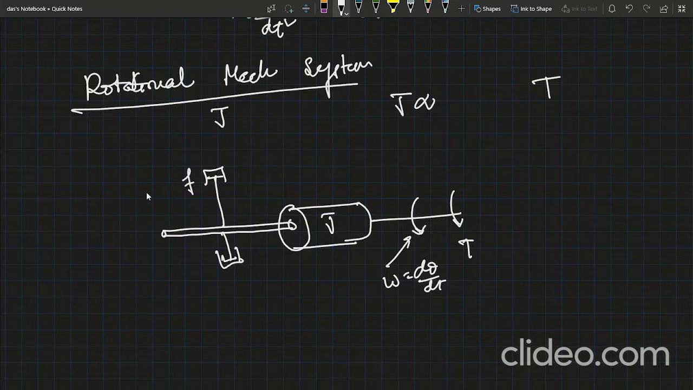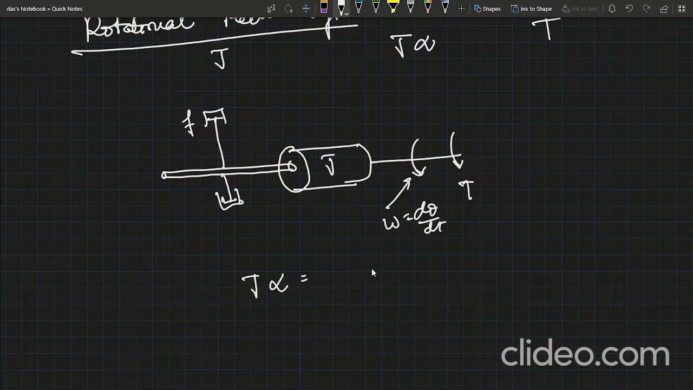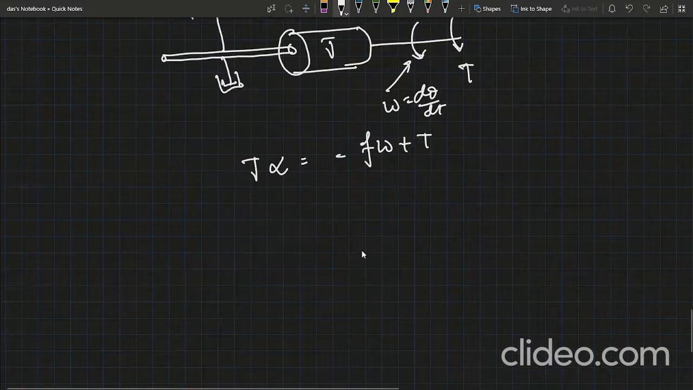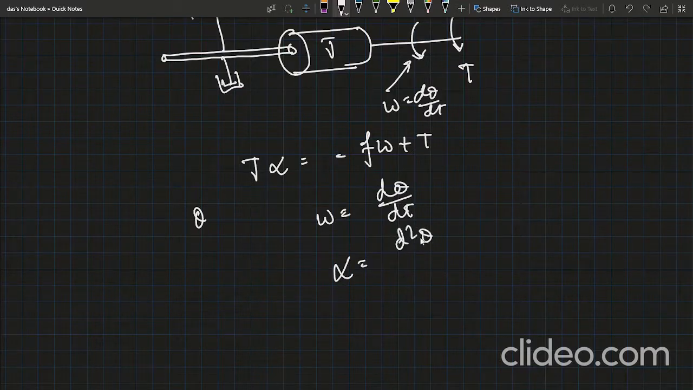Okay, so now according to Newton's second law for the rotational system, we know that inertia torque equals the torque acting on the system. Therefore, what is the value of inertia torque? J alpha equals minus f omega plus capital T. So this is our torque acting on the system, and if theta is the angular shaft shift in radians, then you already know that omega equals d theta by dt, angular velocity, and what is alpha? Alpha equals d2 theta by dt2.